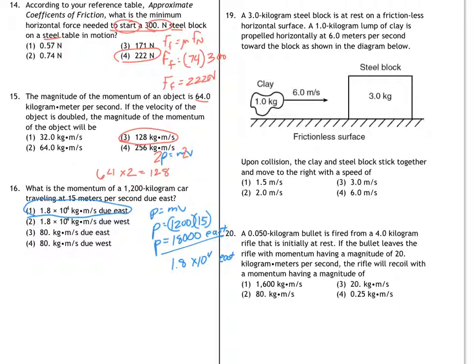So number 19. We have a 3 kilogram steel block at rest on a frictionless horizontal surface, and a 1 kilogram lump of clay is propelled horizontally at 6 meters per second toward the block as shown in the diagram below. Upon collision, the clay and steel block stick together and move to the right with a speed of blank. So this is a momentum question, which is going to rely on the equation p before is p after.